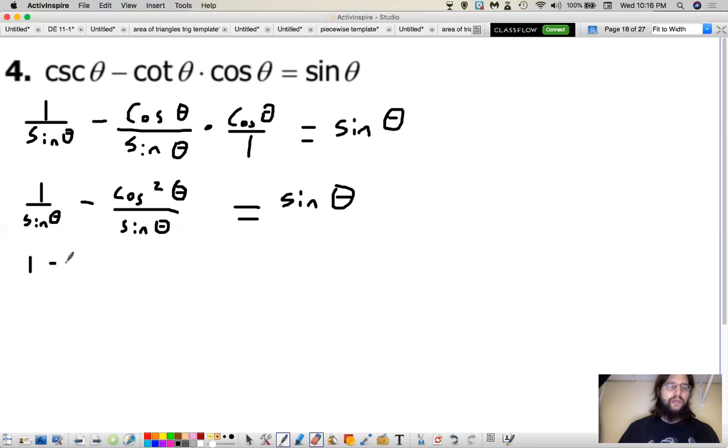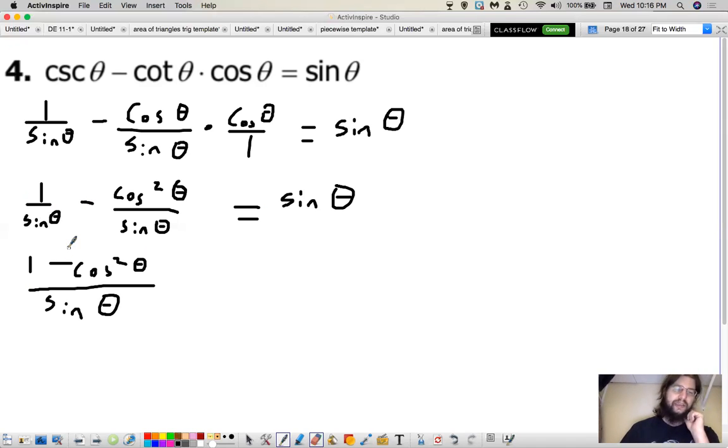So that's going to be 1 minus cosine squared theta over sine of theta. They have a like denominator. We just add the numerators together. Well, subtract them, you know, because it's a minus sign, but subtraction is just negative addition. Sine of theta, that's not changing. Don't touch it. Leave it alone.